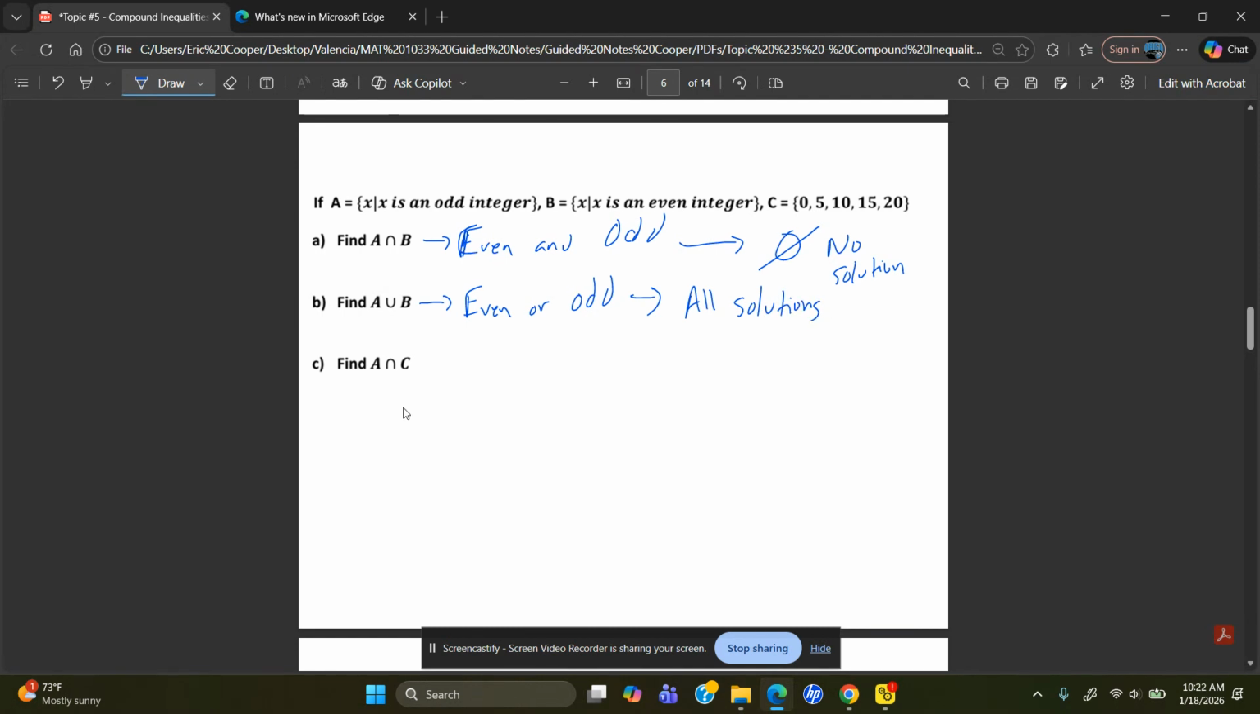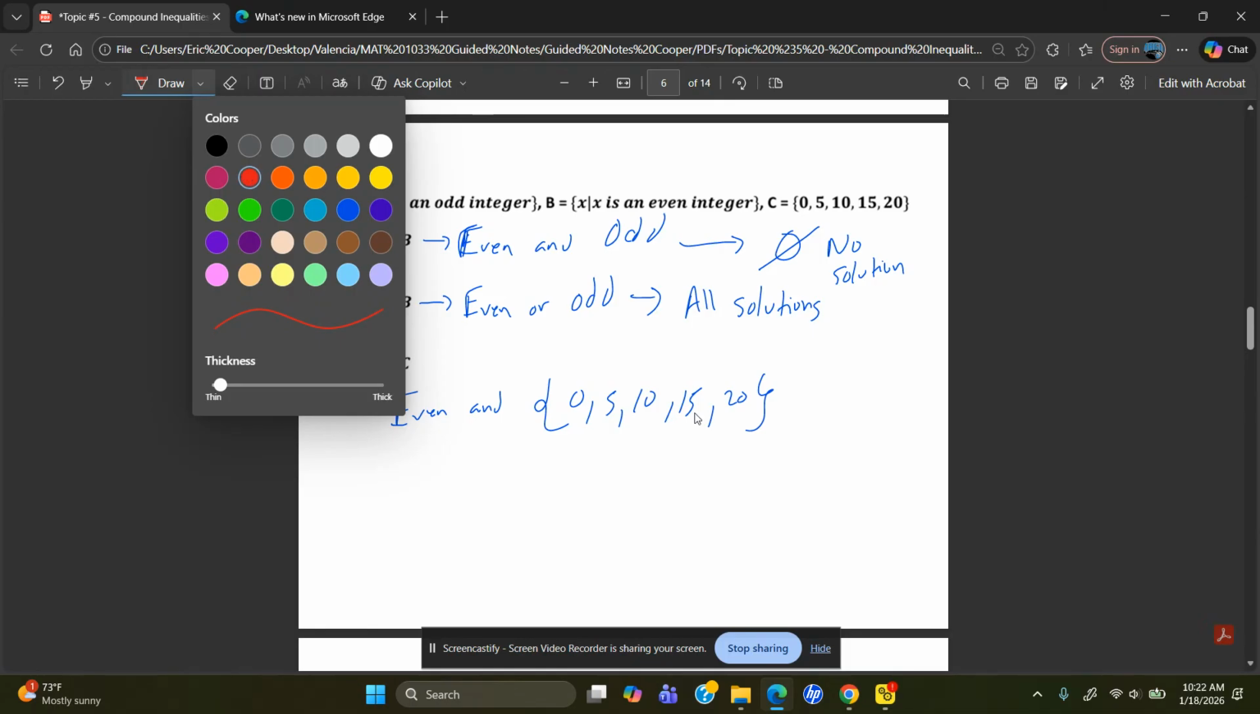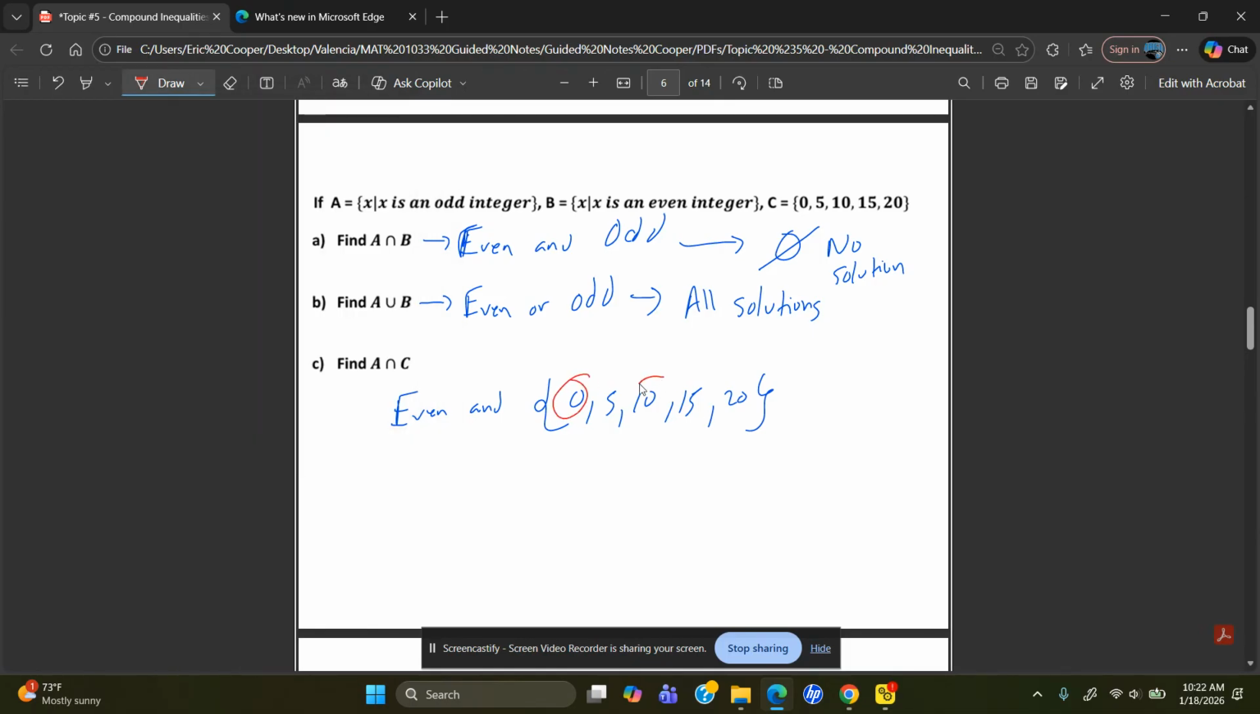The final one, we've got A and C. So it needs to be even and it needs to be in the set of C. So it needs to be any of these numbers here. So we're basically going to go through and look for even numbers. In this case, we're going to assume 0 is an even number. So 0, 10, and 20 are the even numbers in set C. 5 and 15 are odd. So our answer here would be 0, 10, and 20.